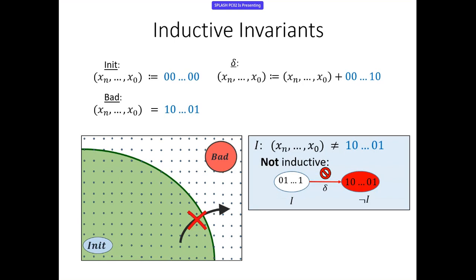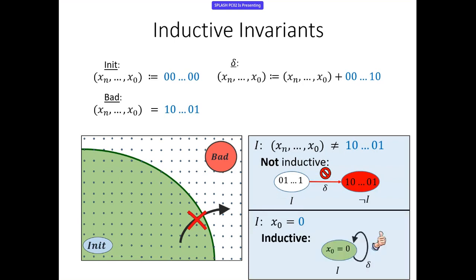So this is not an inductive invariant, but we can strengthen it to say that the least significant bit is 0, that the number is always even, and this is an inductive invariant. It holds for the initial states, it doesn't hold for the bad state, and it's closed under transitions of the system. If you start from an even number and add 2, you also end up with an even number, a fact you may have heard somewhere else before today.